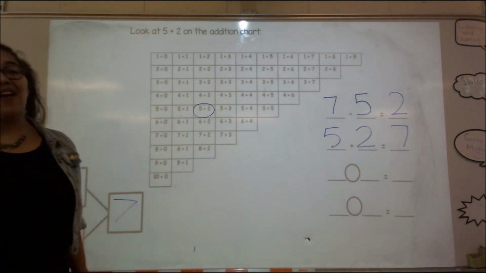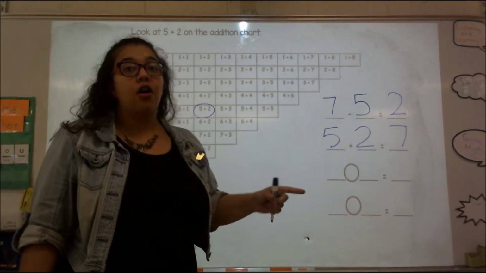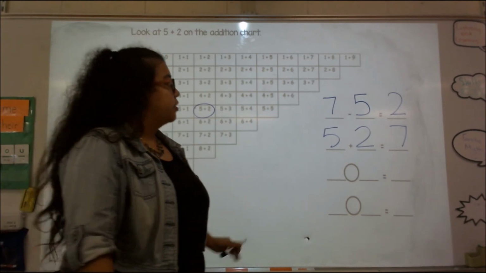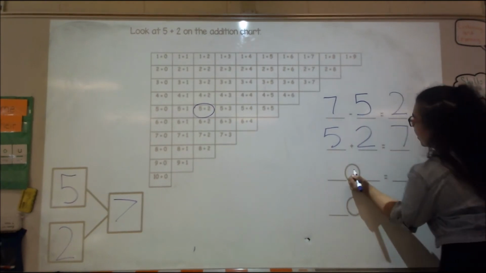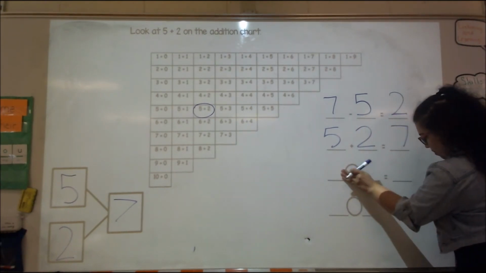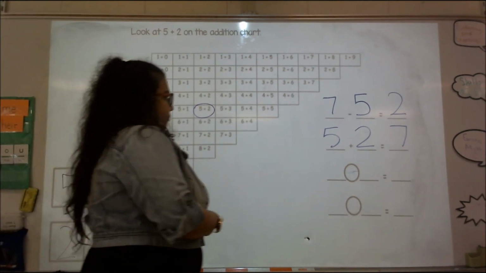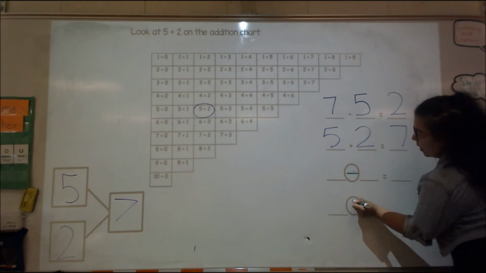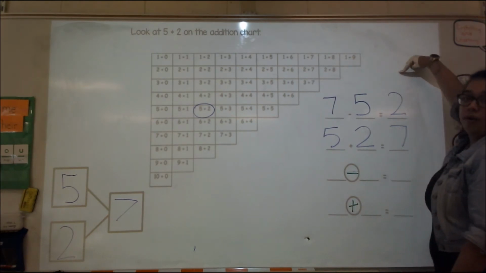There are, in fact, 2 more. So if there's 1 subtraction, then there are 2 subtraction. 1 addition, 2 addition. So we have subtraction, we have addition, we have another subtraction problem. Oh, switch colors. Sorry, guys. We have another subtraction problem, and we have another addition problem.